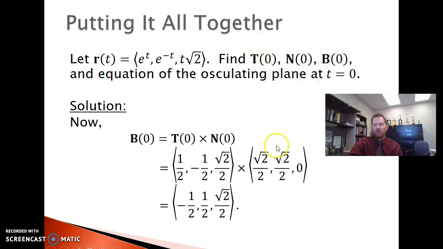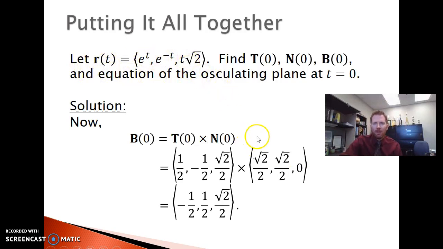And that's 3 of the pieces. The only thing left to do is find the equation of the oscillating plane. In order to find the equation of any plane, you simply need a vector that is normal to the plane and a point on the plane. The point on the plane we know is r of 0, which is (1, 1, 0).